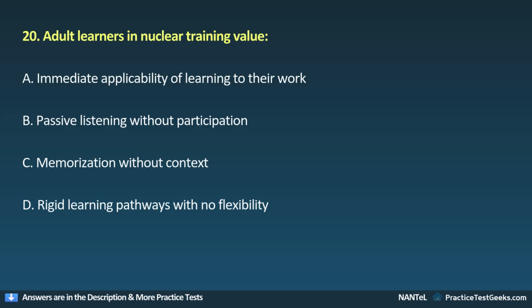20. Adult learners in nuclear training value A. Immediate applicability of learning to their work. B. Passive listening without participation. C. Memorization without context. D. Rigid learning pathways with no flexibility.